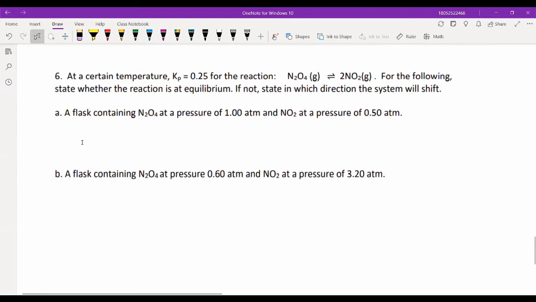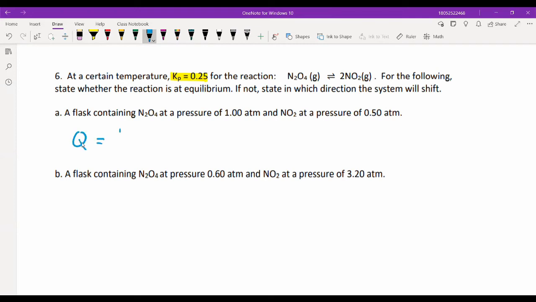Here's a quick one from the worksheet where we have a reaction. We're given Kp of 0.25, so hold on to that. And then we want to state whether the reaction is at equilibrium, and if not, which direction it will shift. This is a classic question for just finding Q. Whenever you see this exact question, basically find Q.